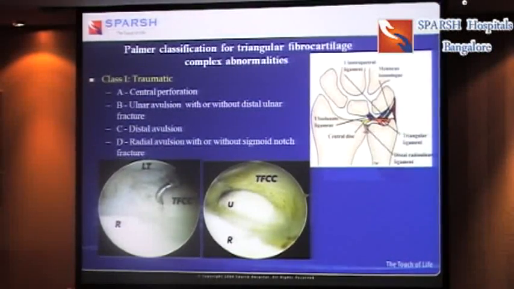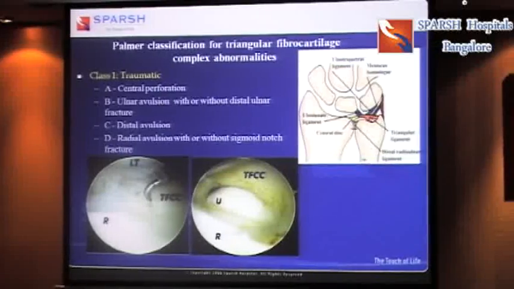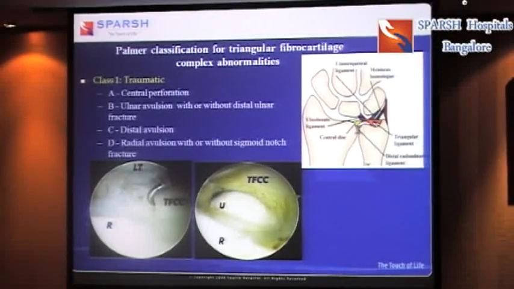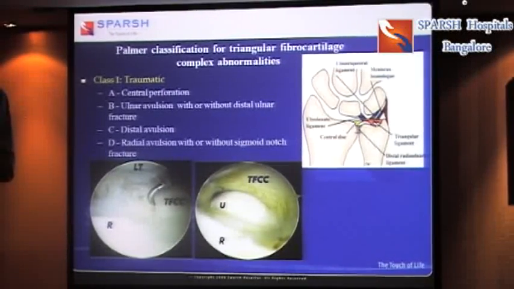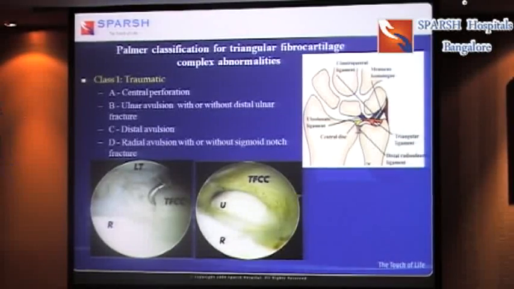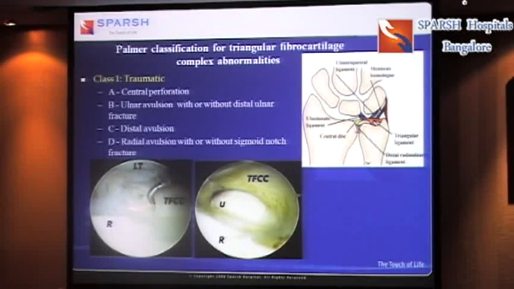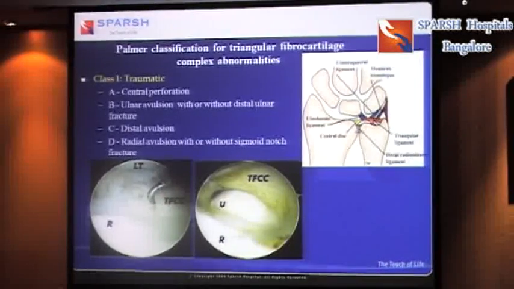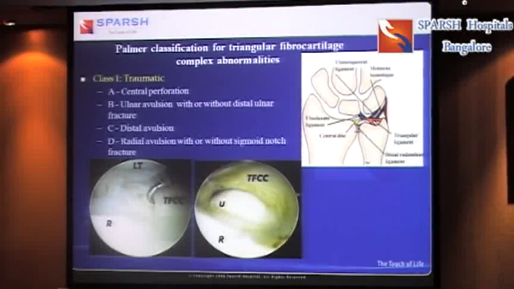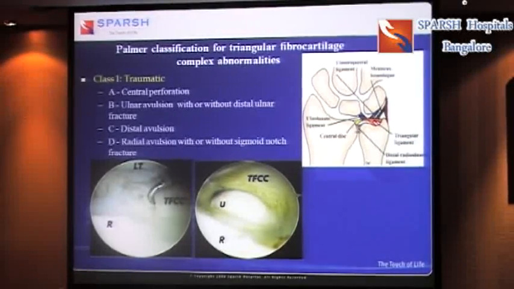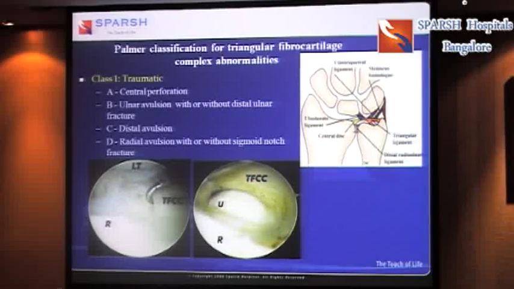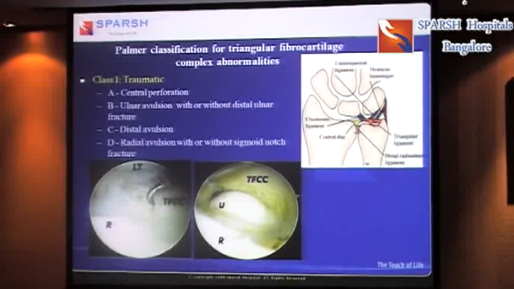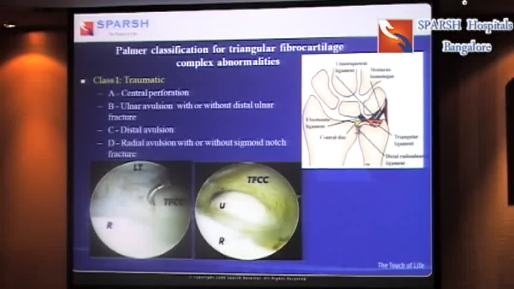So, it's a classification by Palmer. Class 1 is trauma, class 2 is degenerative. So, in trauma, we have a central perforation, as here. Okay, central perforation, that's A. If you have attachment from the ulnar side, it's B. Distally, it's C. Radially, it's D. As simple as it is.